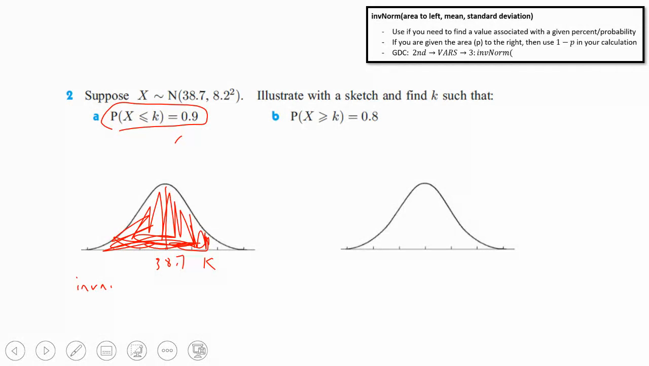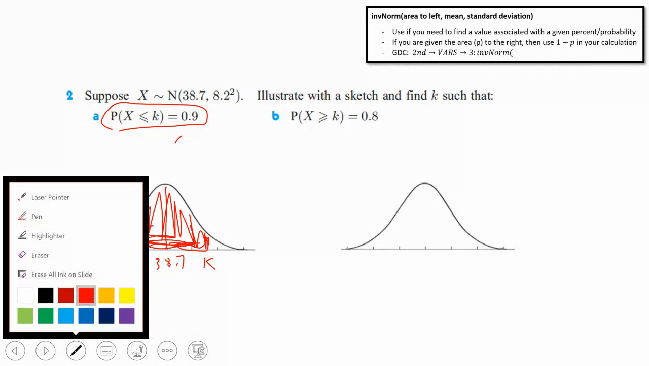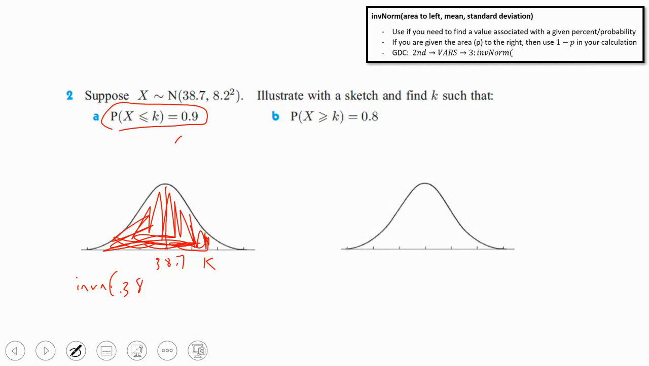So inverse norm, 0.9, 38.7, and 8.2. Enter in your calculator. And you get 49.2, which should make sense. It's in the right place on there.